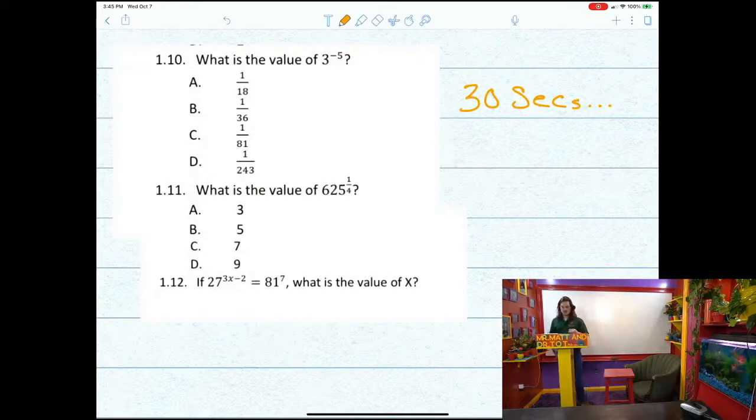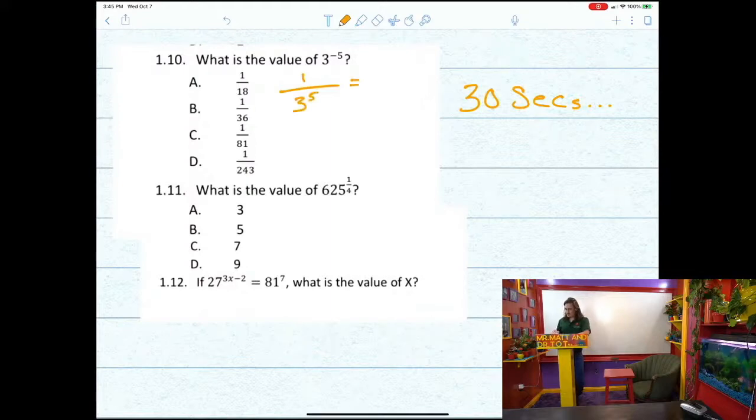Okay, so let's look at 1.10. What's the value of 3 to the negative fifth? So when we have a negative exponent, we just put everything under a positive 1 in a fraction, so 1 over 3 to the positive fifth power. And I'll leave you to evaluate that.